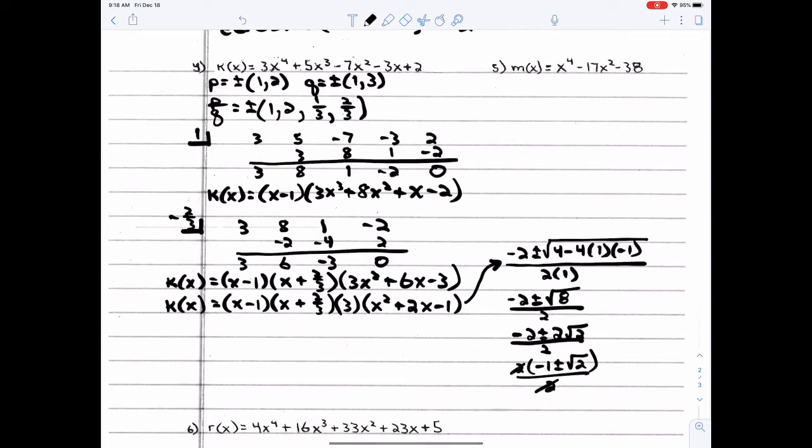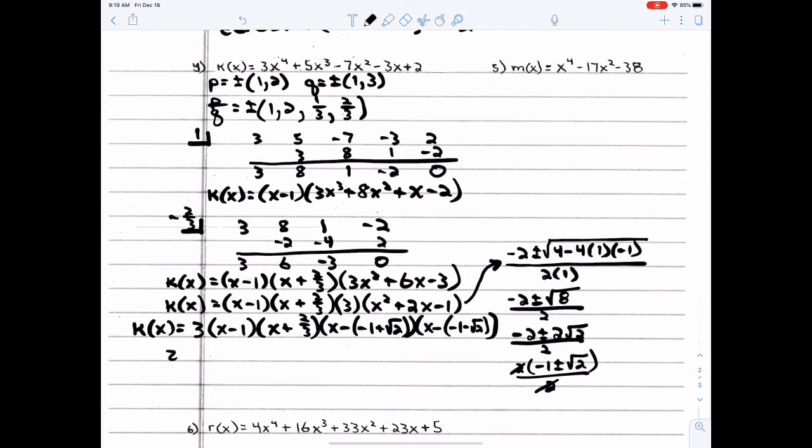So what do we get as factors? K of x equals, okay, and I'm going to stick this 3 in front. And then x minus 1, x plus 2/3, x minus the first thing from the quadratic formula, and x minus the second thing from the quadratic formula. Those are the 4 factors.